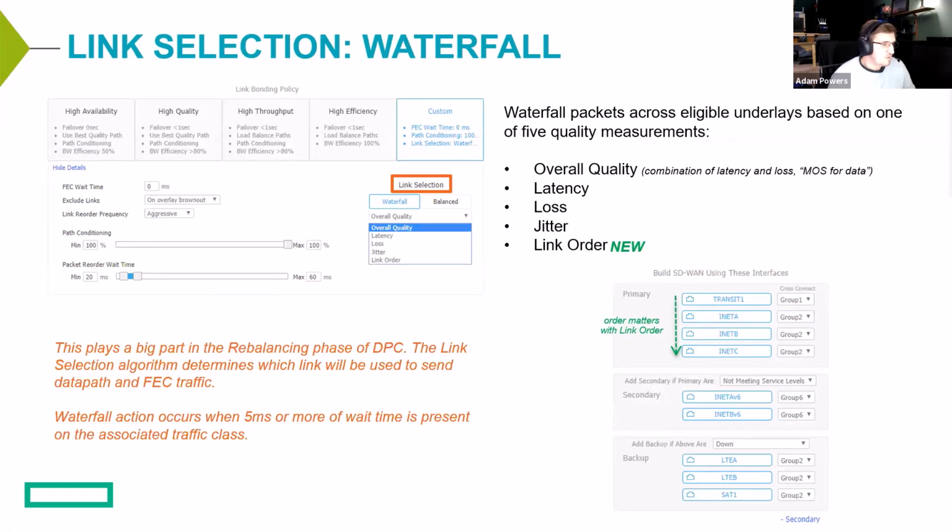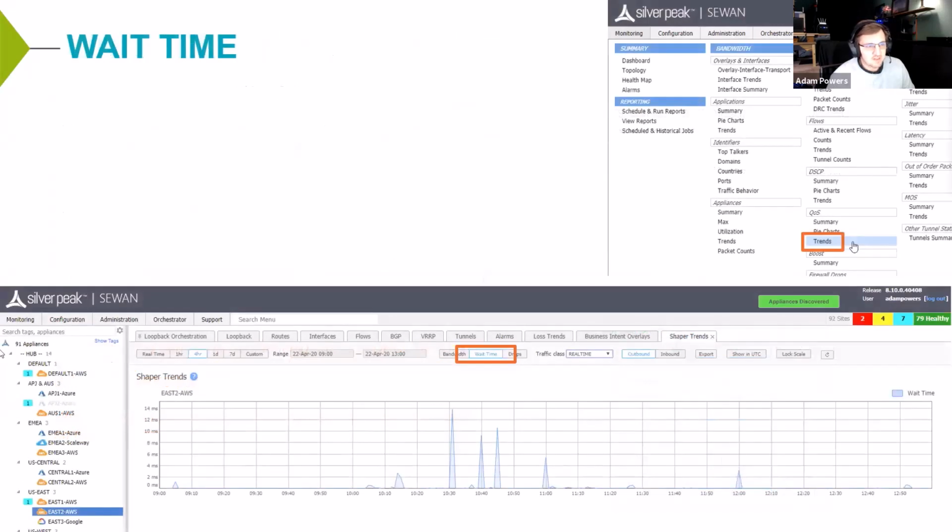One thing to note is that the waterfall action is 5 milliseconds. If you have 5 milliseconds of wait time, then it will trigger the waterfall action. It'll tell the Silver Peak to hunt for the next link, the next best link in the order. So the wait time is important. I want to talk about that real quick with you guys, because a lot of people don't know where this is, or they don't even know what it is.